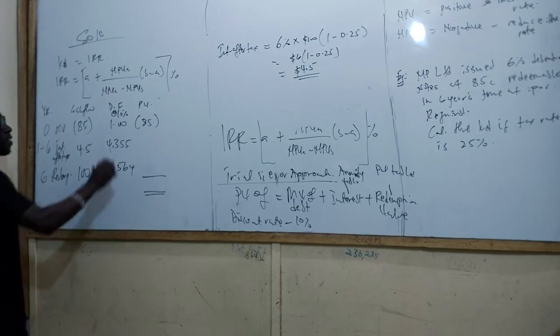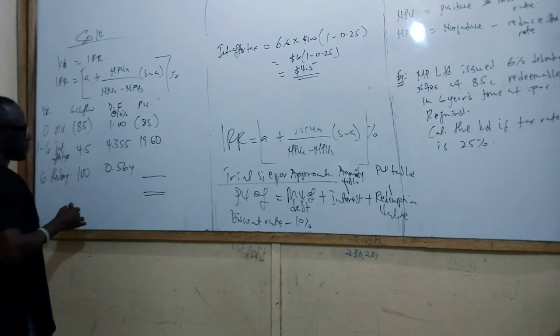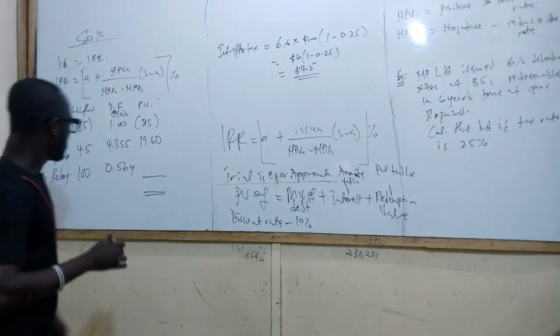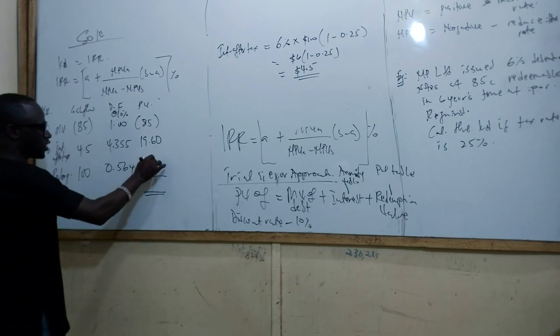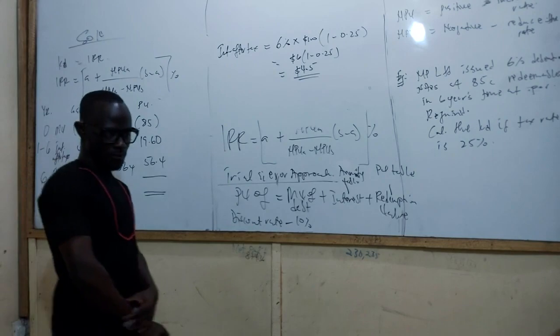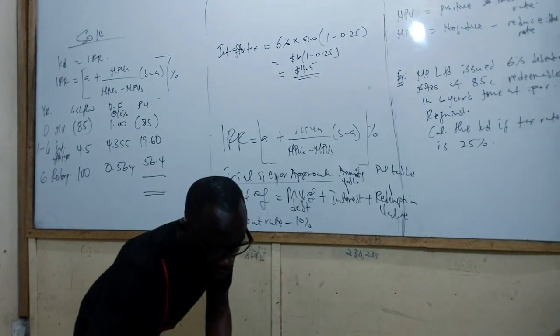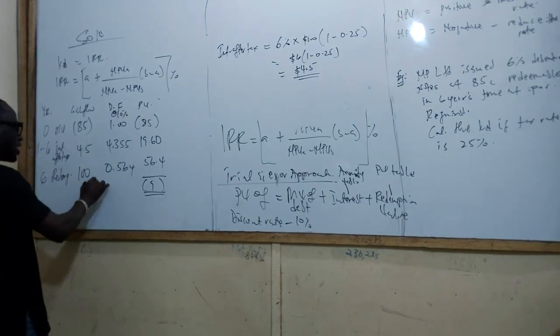Interest. Mm-hmm. 19.60. Yes. 56.4. Okay. Add all for me. Negative 9. Okay. That is the NPV.